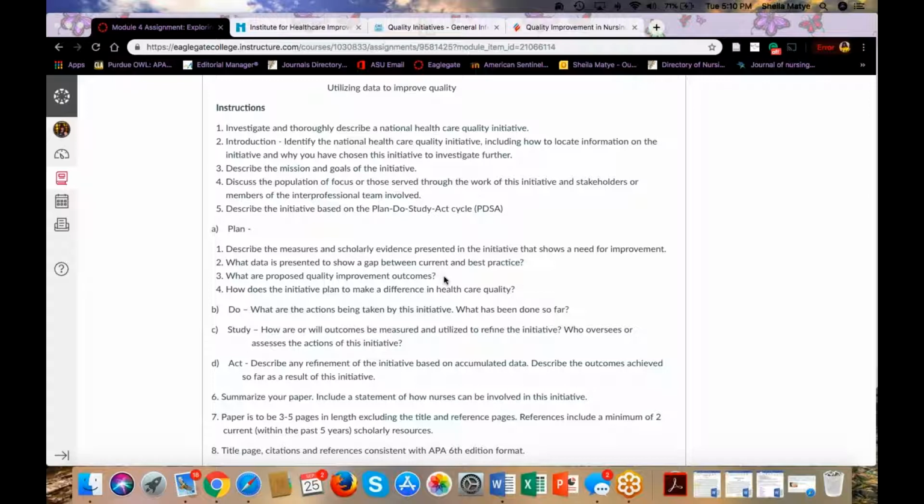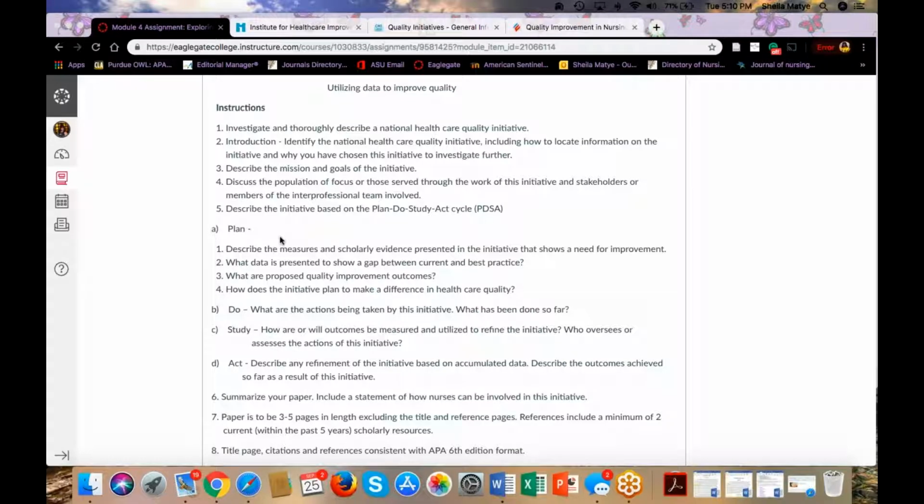You need to have some outcomes. Could be 1 or 2. More than 1, I would assume. Maybe you only have 2 outcomes. Maybe you have 3, 4, 5. There's no set number on what the outcomes are. Then how does the initiative plan to make a difference in the healthcare quality? How does it make a difference? And so under the plan, you're going to have 1, 2, 3, 4 things written.